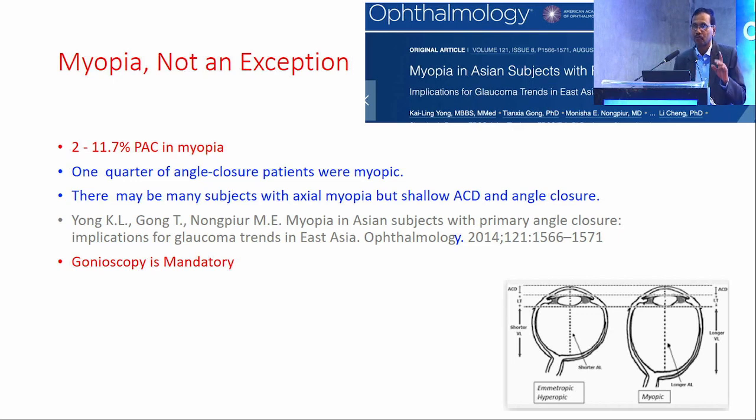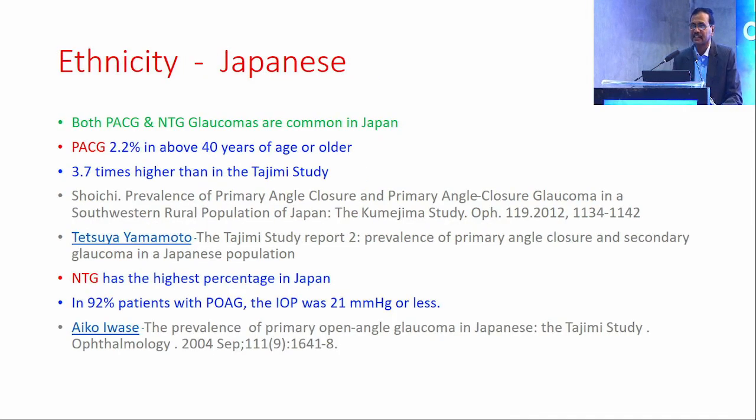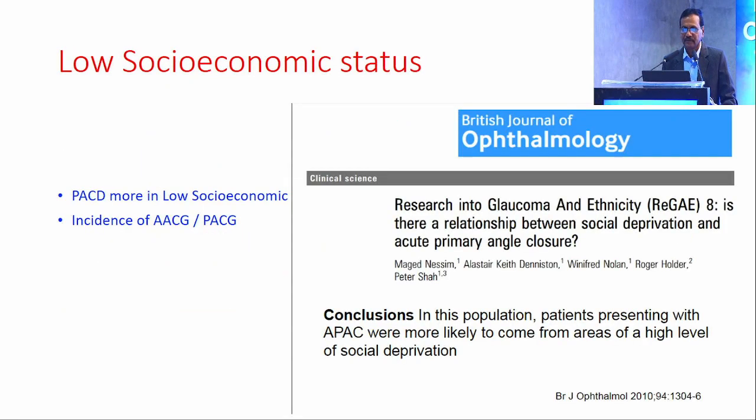Where we have to stress more at this point, there are studies that show about 2 to 11% of myopes are having angle closure attacks. So ethnicity, especially in Japan, they are more prone to two types of glaucomas, angle closure as well as normal tension glaucoma. And angle closure glaucoma is more common in the low socioeconomic group.